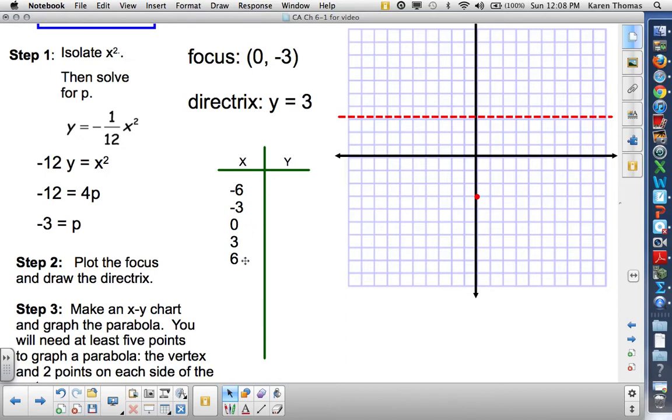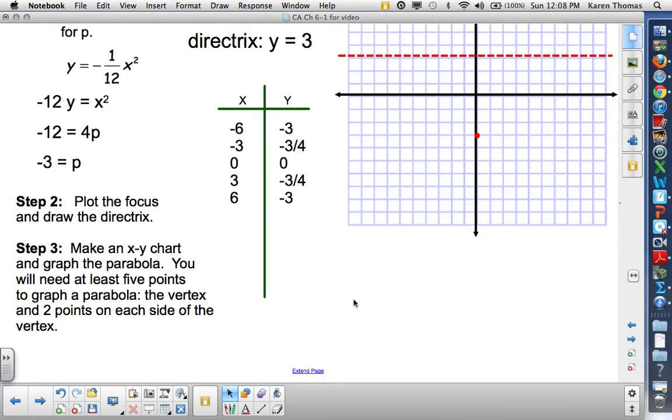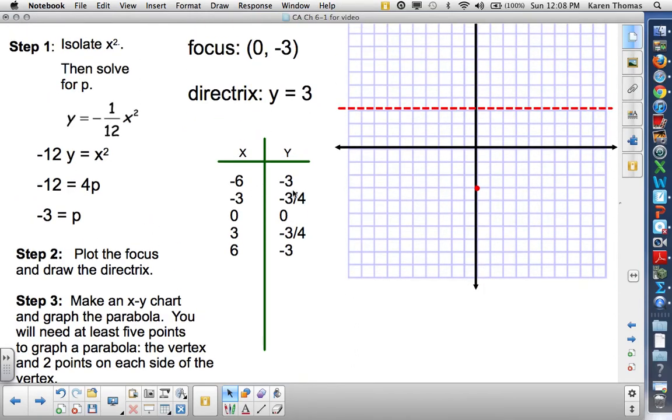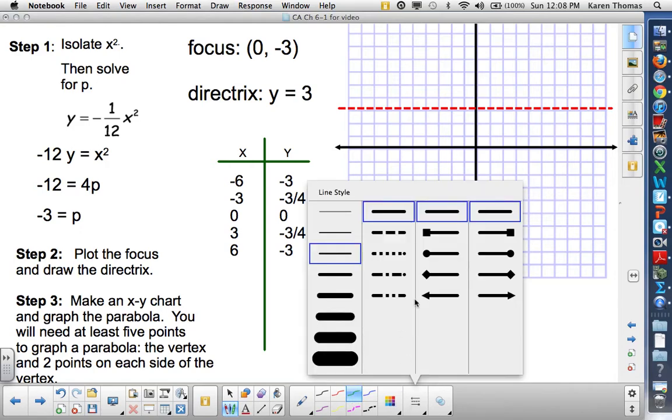Here are my values for x. I chose those because if you look at your XY chart on your calculator, you'll see that they came up with some numbers that are fairly easy to graph. When x is negative 6, y is negative 3, and so on. Let's go ahead and graph these points and join them with a smooth continuous curve.